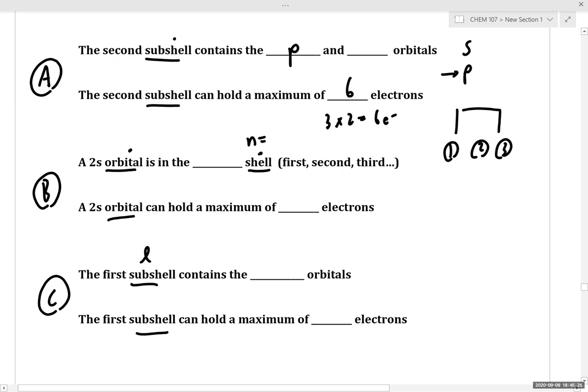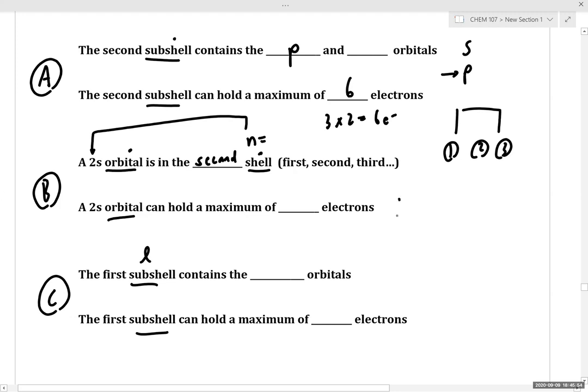So let's play a fill in the blank game, and I'm going to need everyone to help me out here. The 2s orbital is in what shell? So what n value does a 2s orbital have? What value of n are we talking about? 2, yep. So it's in the second shell, okay?